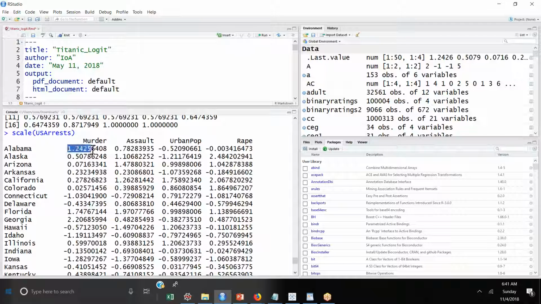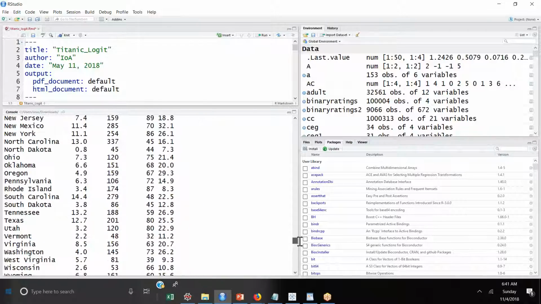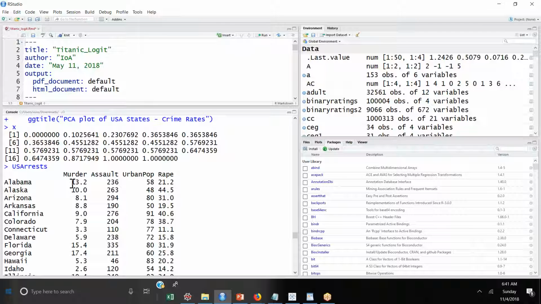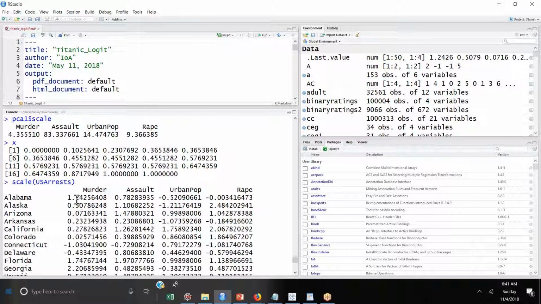So standardized data means we get 1.24 here, right? Alabama. But the original data is not that one. Original data is 13.2. Are you with me? I scale the data, and that's what is used to calculate our principal components. We don't want to use unscaled data because different units can create different problems. In this case, that's not an issue here.